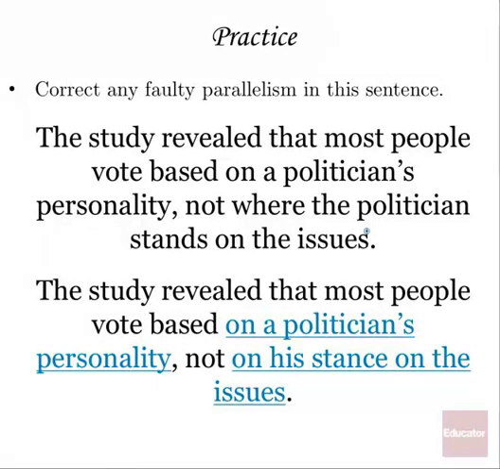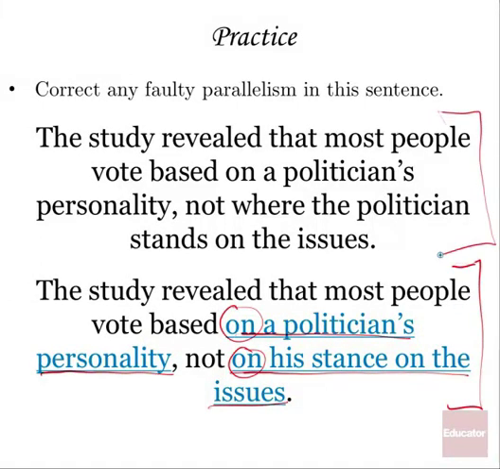All right. "The study revealed that most people vote based on a politician's personality, not on his stance on the issue." See that word on? That's a signpost word. We repeat it to indicate that we're being parallel. Notice how this sentence is actually shorter, takes up less space than the previous one. Parallelism has that advantage. If you get to the point where you're just listing things, you actually become more concise and more clear.